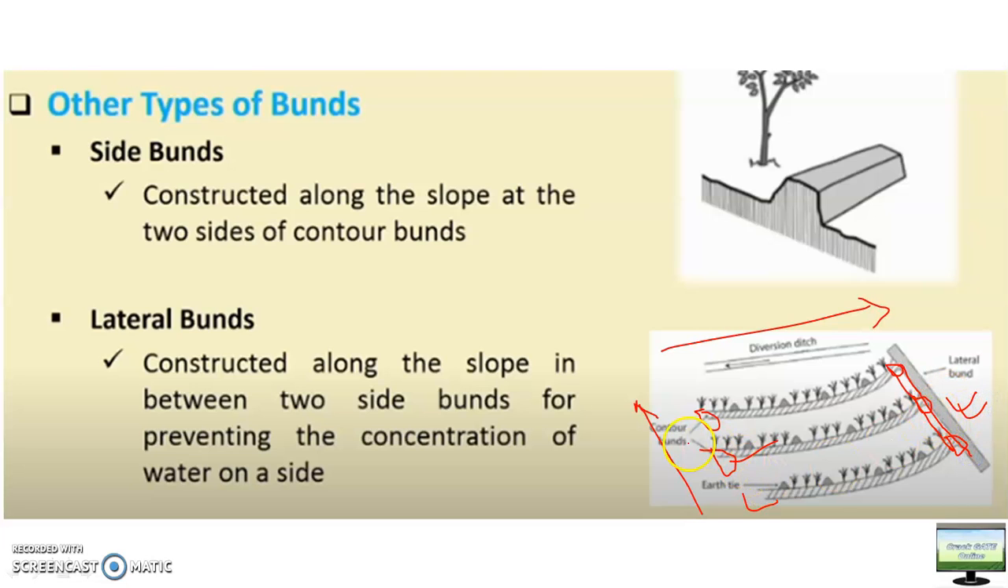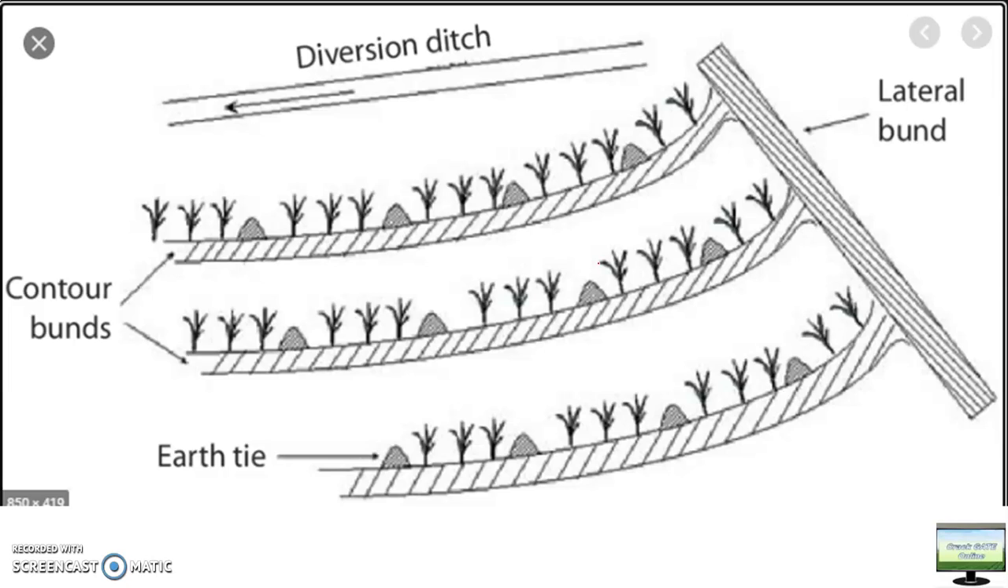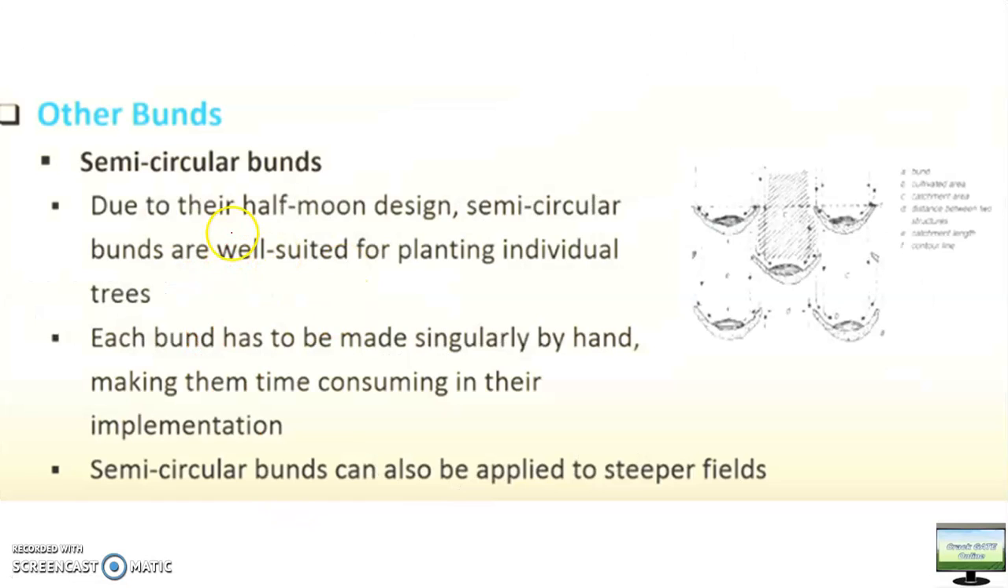So here you see what I told, it is the land slope. Okay, and where you are constructing this bund, along the slope. It is not across the slope, but the actual bund is constructed across the slope. So you have to remember this key point, it is along the slope. Here you can see it is along the slope, and it is also here along the slope. So this is the basic difference. Same thing I told you earlier. If you are constructing side bunds in this direction, and if you join all of these, it will become lateral.